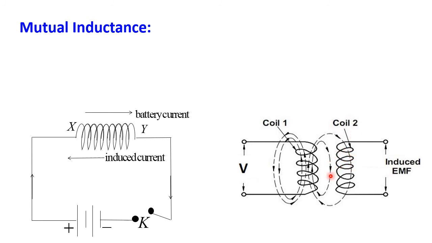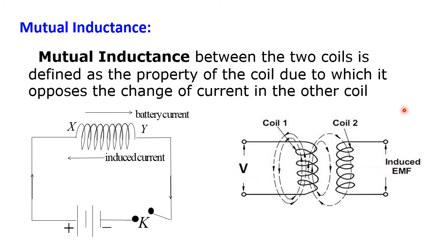It tries to oppose the growth of current in the first coil. So this is between two coils, that is why we are calling this mutual induction. Inside the same coil, something developing is self-induction. In a nearby coil, the opposing induced EMF, that we are calling the phenomenon of mutual inductance.